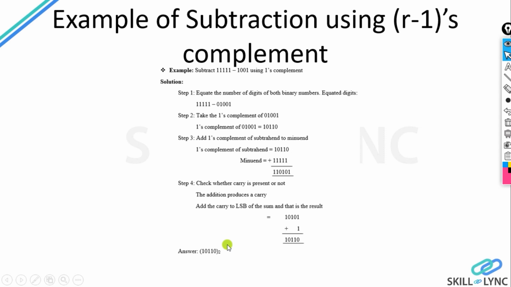If you remember, in r's complement, if we are getting the carry, we are ignoring it. But in r minus 1's complement, if we are getting the carry, we will add this carry to the LSB. This is the LSB position, and that is the MSB. So we are adding it to the LSB, and whatsoever result you get, that is your final result. This is subtraction using r minus 1's complement.